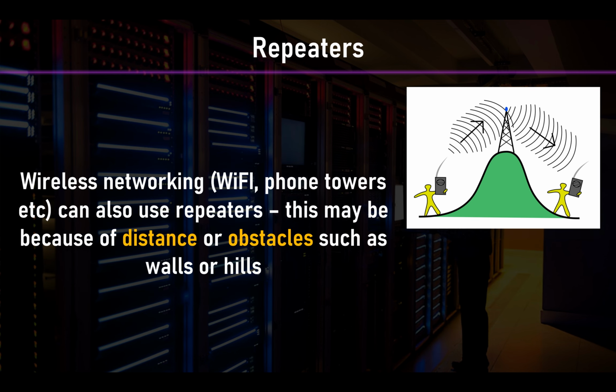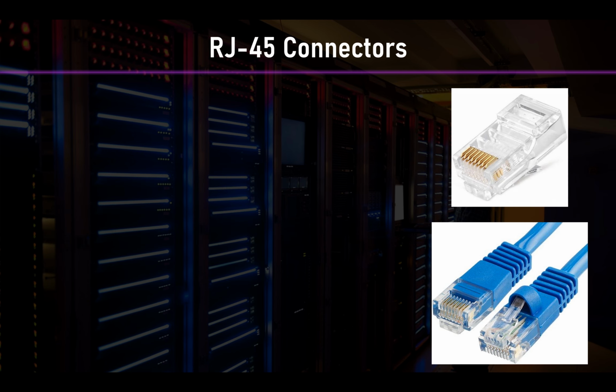Right, so we can also have repeaters for wireless networking, for example Wi-Fi or phone towers. This may be because of distance, or because of obstacles such as walls or hills. And I think this diagram is actually quite good. It shows you quite clearly that they can't send directly, since there's a hill, a mountain in the way. Therefore it's got to go up to here, then it's going to be retransmitted back to this side of the hill. And that's why they build radio towers, mobile phone towers, at the top of the hill, at high altitude, just so it has a good vantage point and can send to everyone.